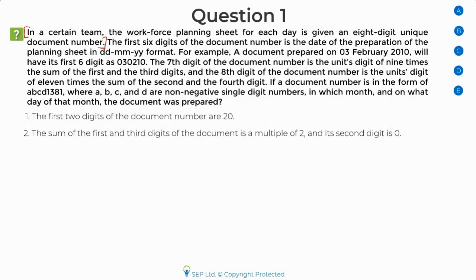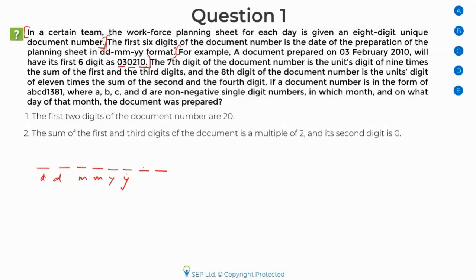This is something which you all know, right? We have worked with dates. So if there are 8 digits, 1, 2, 3, 4, 5, 6, 7, 8, the first 6 digits are basically DD, MM, and YY in this format. They have given us an example also: if I have 3rd February 2010, I take 03, 02, and 10. This is something you're all aware of, so till this place nobody should have a problem, and we should be able to read these 3.5 lines very quickly. Let's come to the next part.